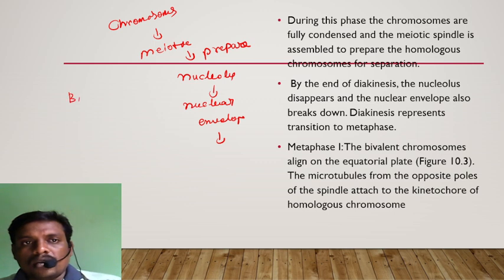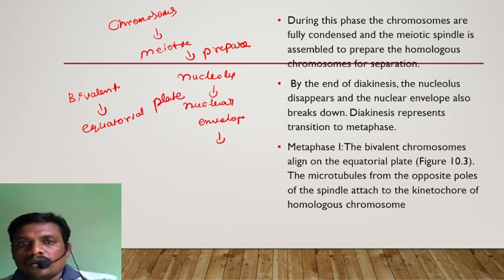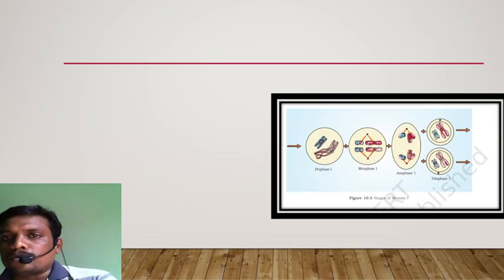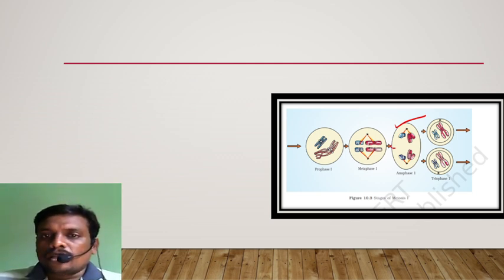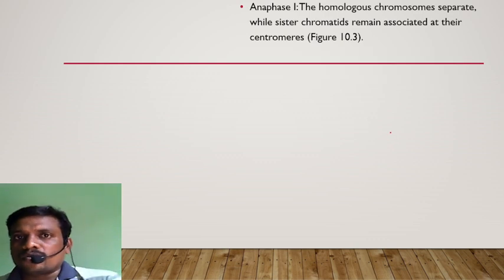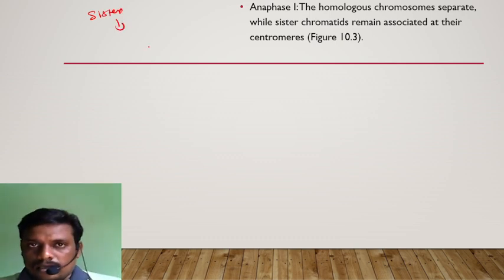Metaphase I: carefully observe that the bivalent chromosomes align on the equatorial plate. The microtubules from the opposite poles of the cell attach to the kinetochore of homologous chromosomes, as you know very well, and pull them towards the opposite ends. You can see in the diagram in anaphase I. Finally, in the cytoplasm, a small furrow divides the cell into 2 equal halves with equal amounts of genetic material. Hence, 2 daughter cells are formed in meiosis I. During anaphase I, homologous chromosomes are separated, while sister chromatids remain associated at the centromere.